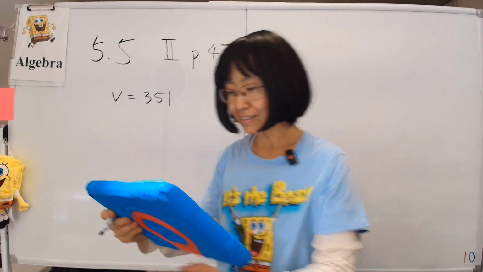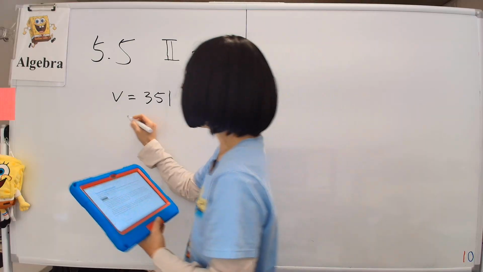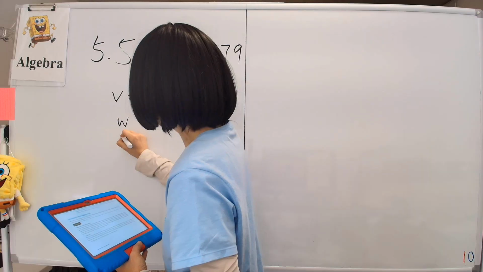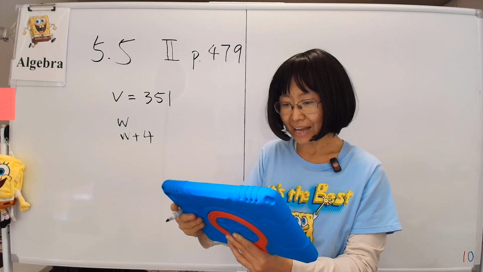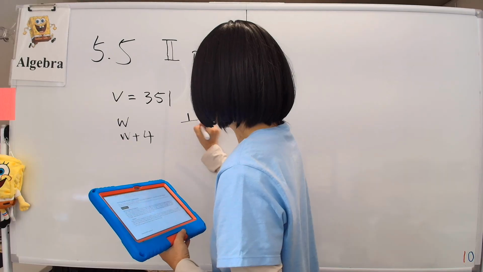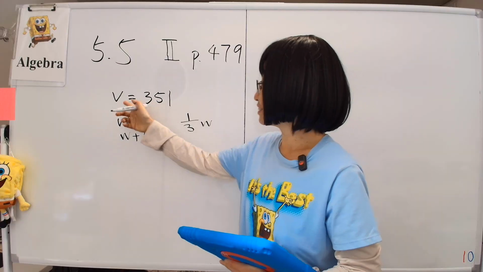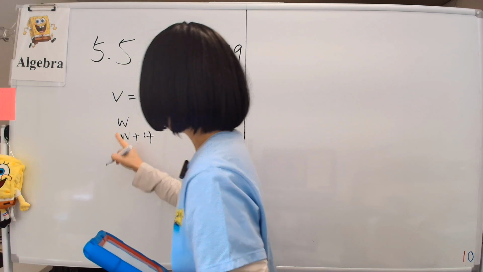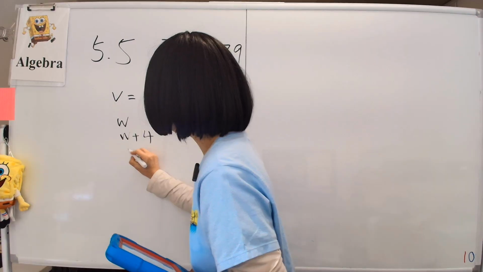But that's not all. The length has to be 4 inches longer than the width. So if the width is W, then the length has to be W plus 4. And the height is 1/3 of the width, so the height is 1/3 W. The question is, what does W have to be in order to come up with this exact volume for your cake? The way to solve this problem is length times width times height equals 351.